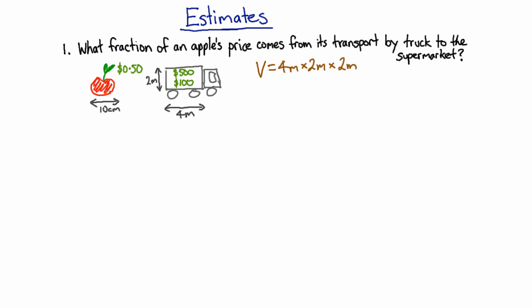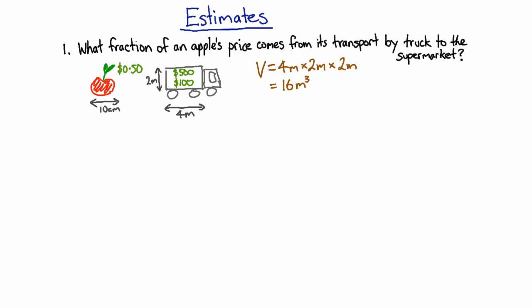Now if I get these numbers wrong, then I'm going to get the wrong answer. But I'm not going to be too worried about that, because what I'm just trying to see is whether it's significant or not. If I get a really tiny fraction, then it doesn't matter if I get it wrong by a factor of 2. It's still going to be tiny. On the other hand, if it's comparable, if it's maybe half of the cost of an apple, then I'm going to go, oh, this is really important. We should be far more careful about these numbers. Okay, so that's my volume of a truck. So that's going to be 4 times 2 times 2 is 16 cubic meters.